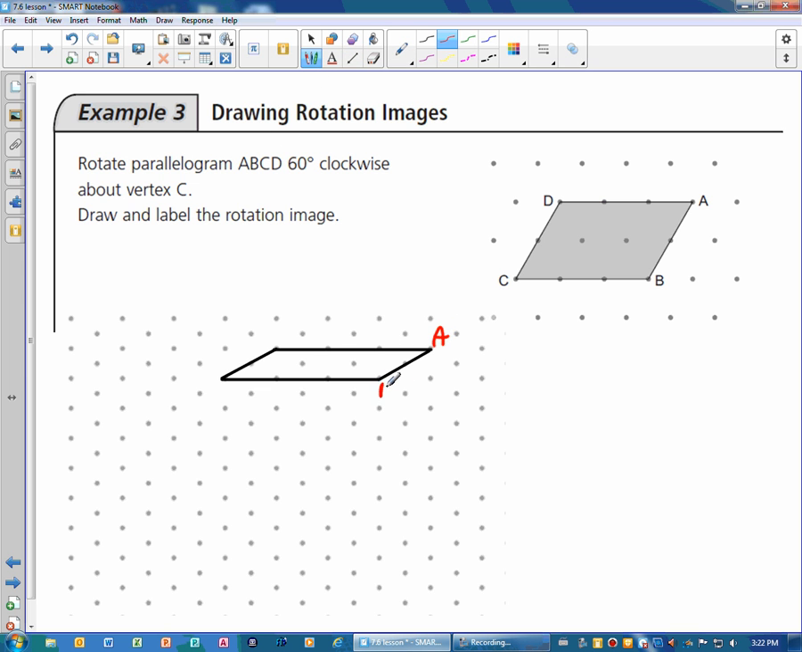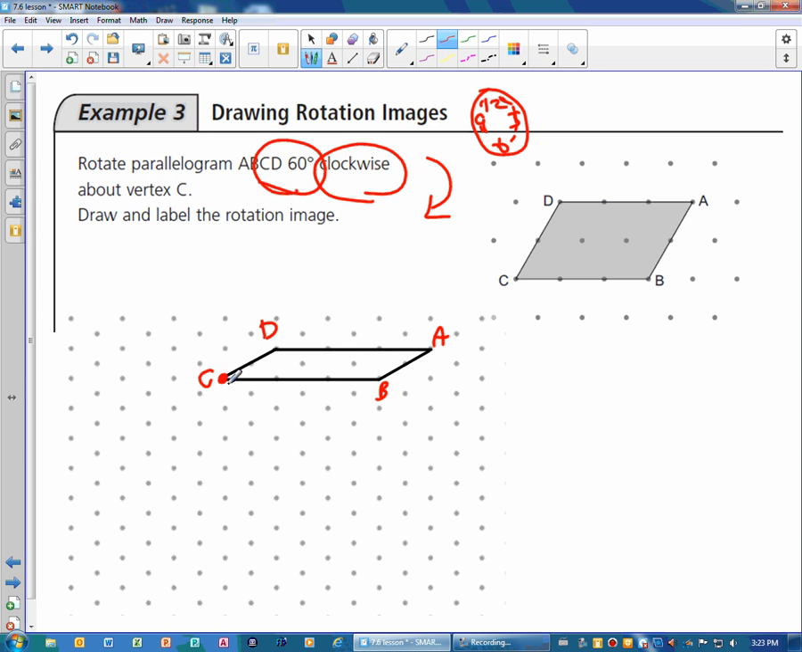A, B, C, D. Okay, I need to rotate 60 degrees clockwise. Clockwise is this way, like how a clock goes, right? 12, 3, 6, and 9, and clocks go this way. So clockwise and 60 degrees. And I'm keeping still here on point C, okay?